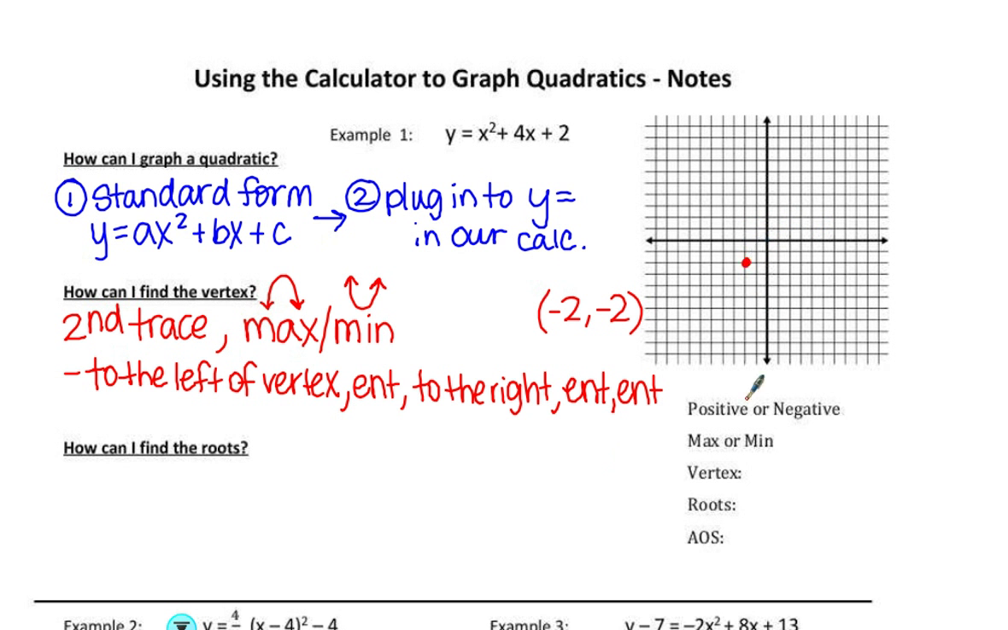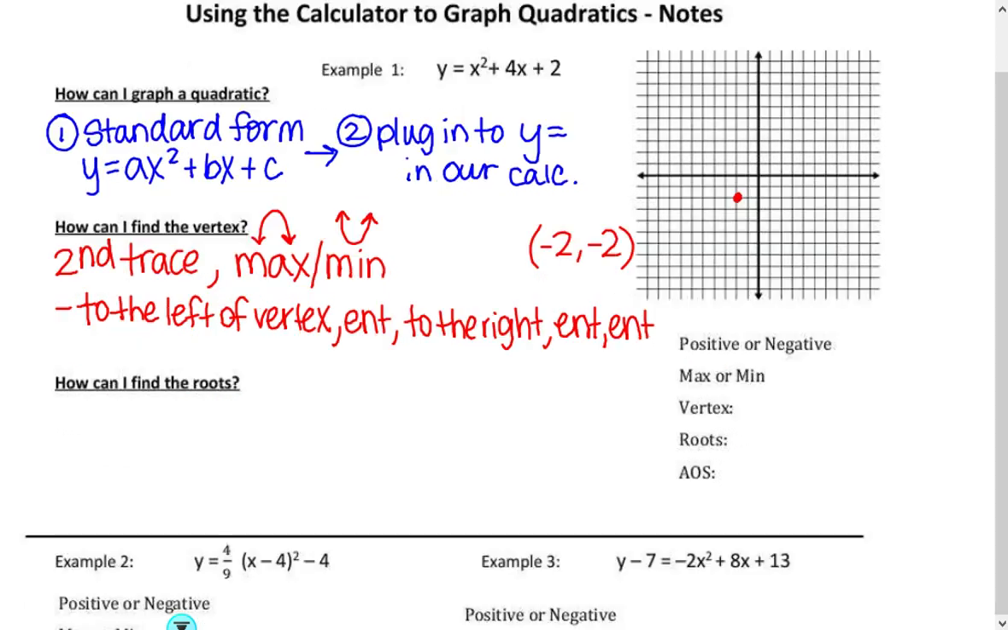On this next part, we want to find our roots. Remember, the roots are the rocks, and basically those are all of our x-intercepts. So let's figure out how we do our x-intercepts. We're actually going to do the same process. We're going to go to second trace.